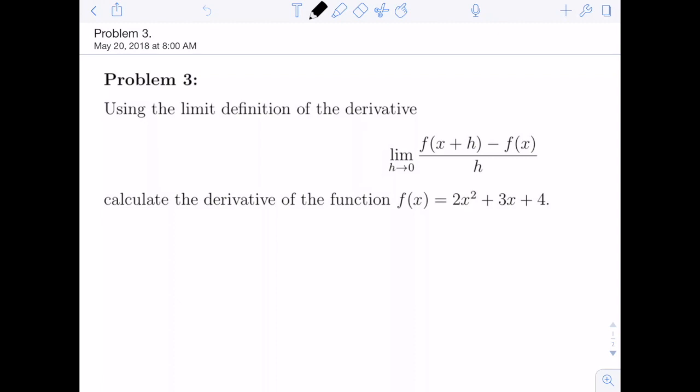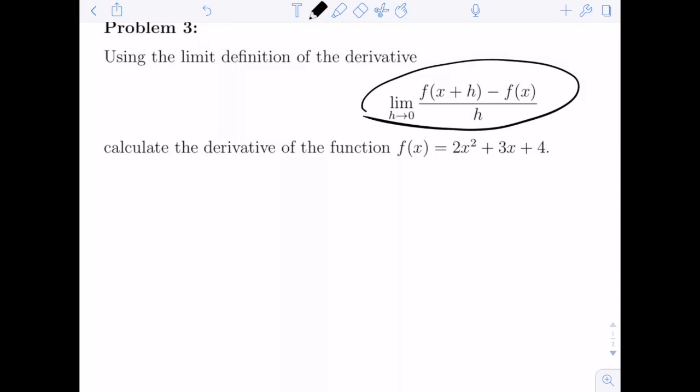So what we want to use is this formula. We're going to go ahead and start calculating that. We've got the limit as h goes to 0 of f of x plus h. That means everywhere you see an x, you stick in x plus h. So you've got x plus h squared plus 3x.